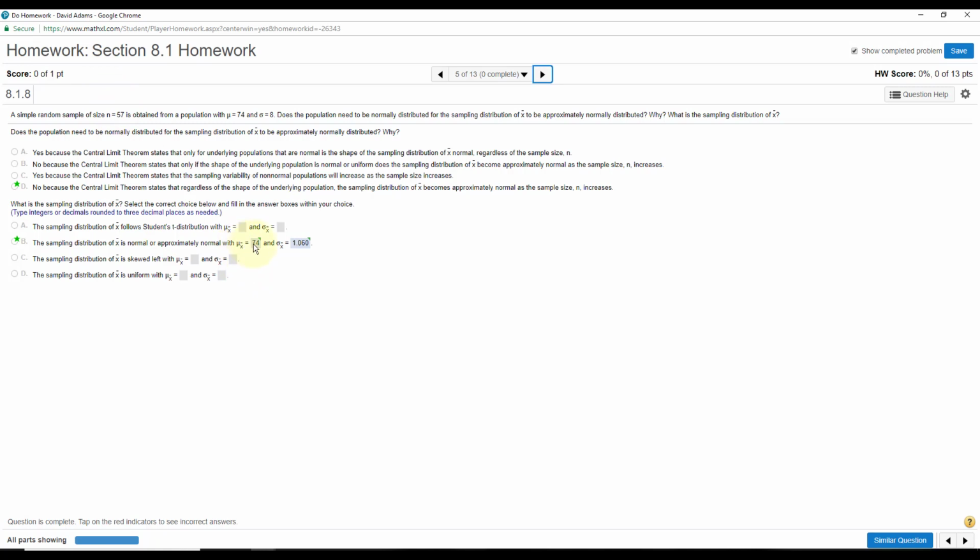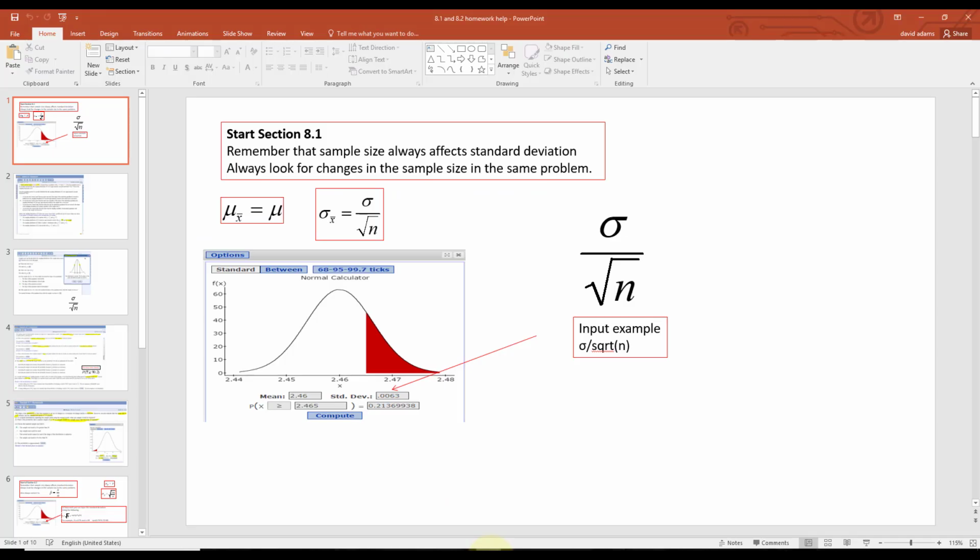Its mean is going to be the same as the original mean, the 74, but notice that the standard deviation is not 8, it's been reduced. How has it been reduced? This value right here will be sigma, 8, divided by the square root of n. Sigma divided by the square root of n. That's super important. Mu of the x bars is the mean of the parent population, but sigma of the x bars is the original parent population standard deviation divided by the square root of the sample size.